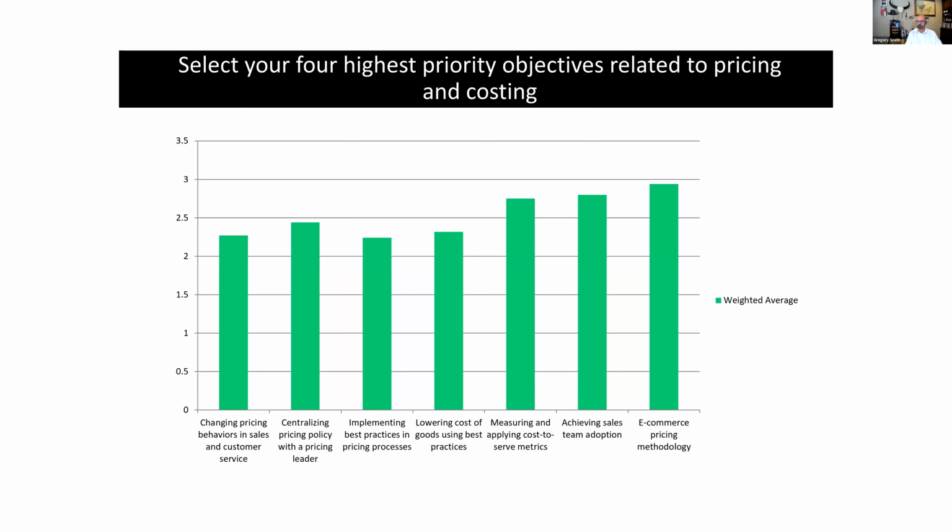So in this chart here, and Jonathan, correct me if I'm wrong, but as I look to the 3 on the left, on the right of the chart, those are the ones that are the furthest away from 1, and therefore the ones the survey is telling us folks are most concerned about. Is that correct? Other way. The shortest bars are the highest priorities. Okay. All right. Good. Thank you. So changing pricing behaviors in sales and customer service and centralizing pricing policy with a pricing leader. Again, no surprise there. We'll talk about all of this a little further on in our discussion.